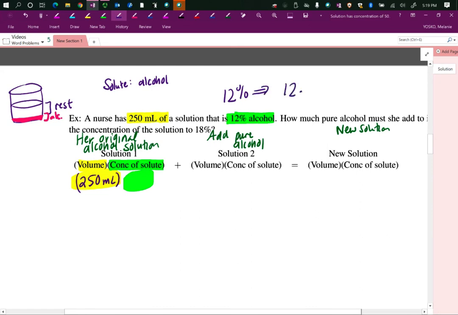So right now it's 12 with a decimal place after the 2. I'm going to take this decimal and move it 2 places to the left. So the concentration is going to be 0.12. Okay, then we're going to add something to it.